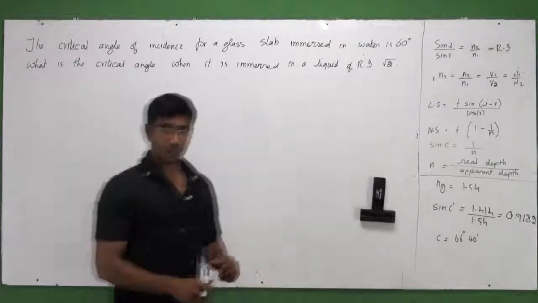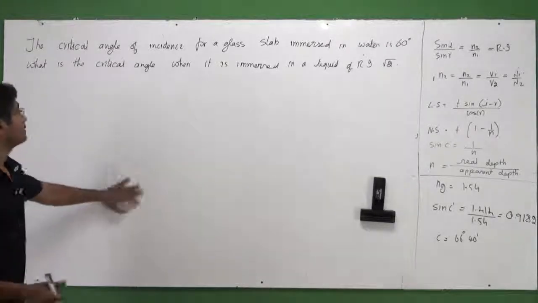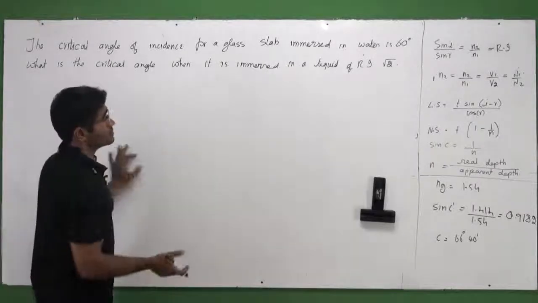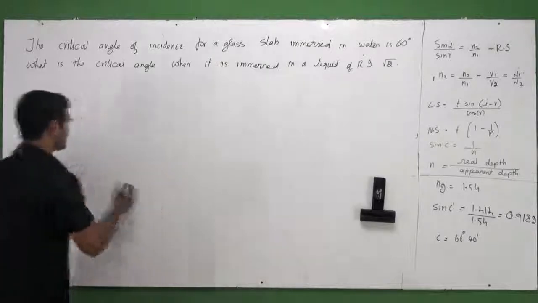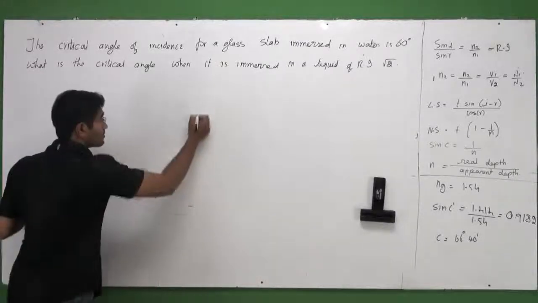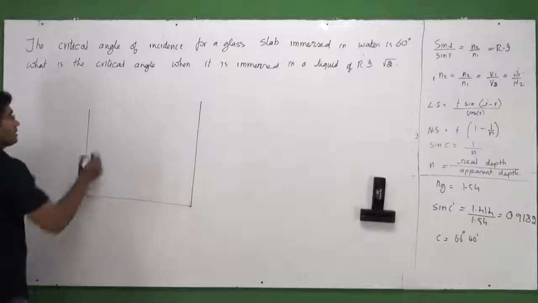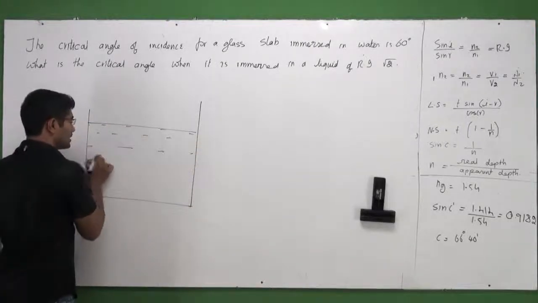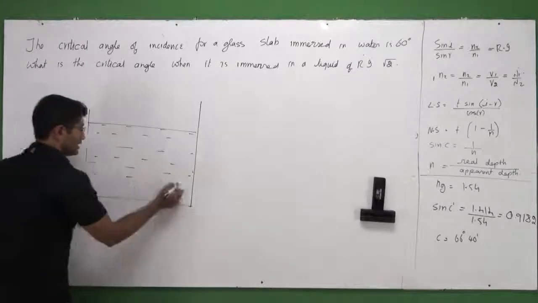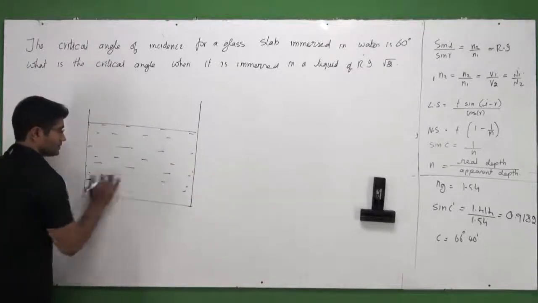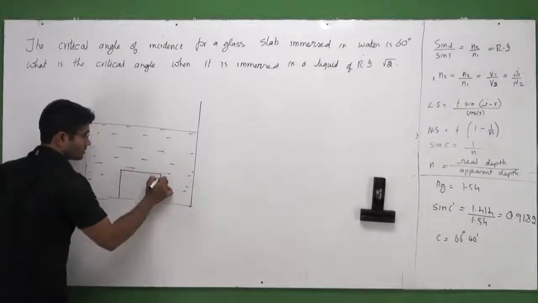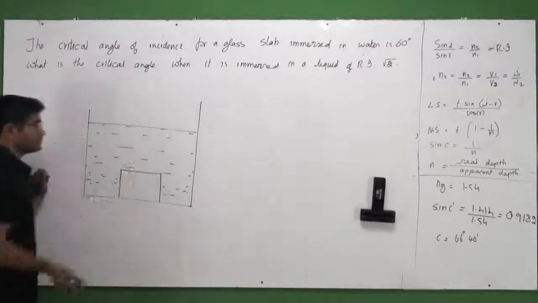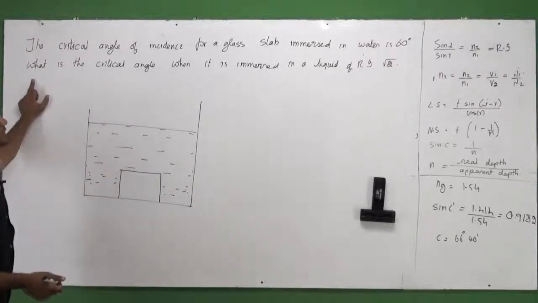Alright, now let's see how to solve this problem based on what we just learned about critical angle. It says the critical angle of incidence for a glass slab immersed in water is 60 degrees. So in fact, there is a tank. Let us draw the picture, and there is water out here, and there is a glass slab immersed in water. It means the glass slab is somewhere here. This is the glass slab and this is water all the way around. Fine, correct? Now critical angle is given as 60.